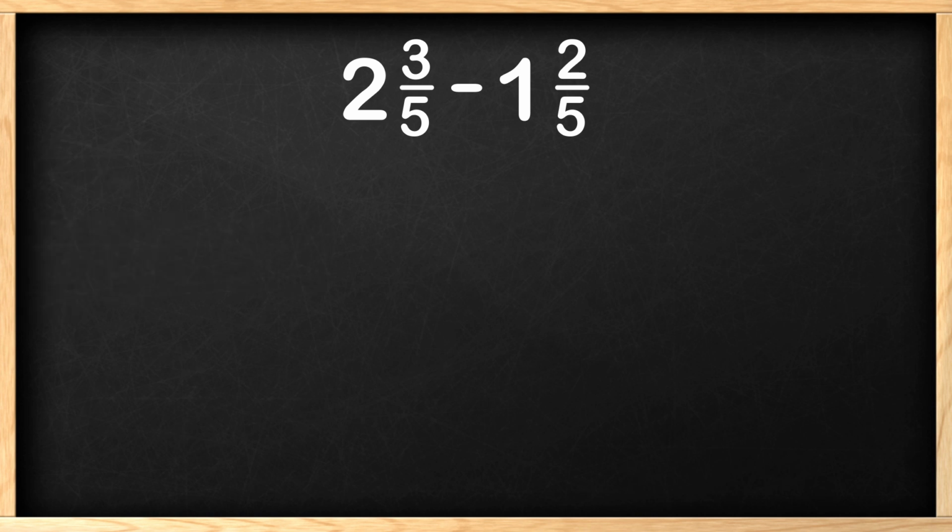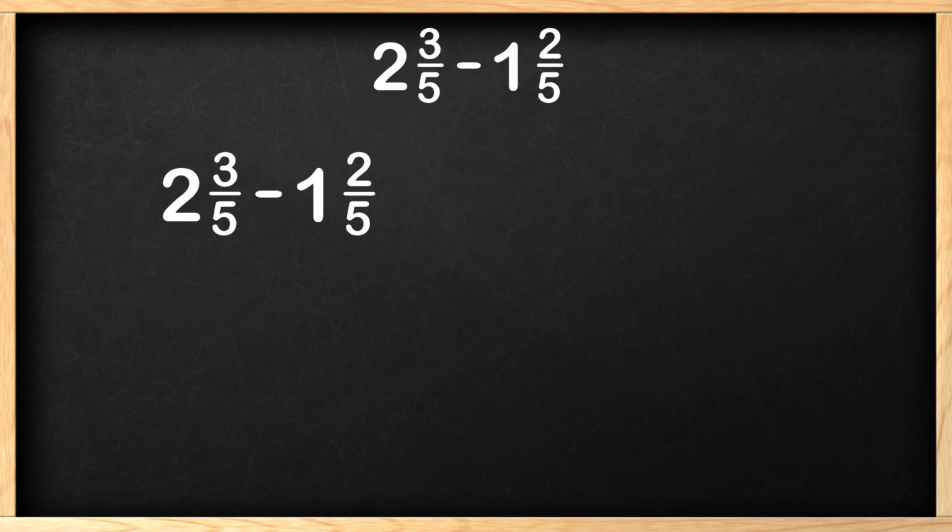Sometimes it's not easy to use pictures and figures to solve problems, so let's look at finding the difference with only the mixed numbers. Remember how we took away 1 whole from the 2 wholes? That's the same as 2 minus 1. And then we took away 2/5 from 3/5, and that's the same as writing 3/5 minus 2/5.